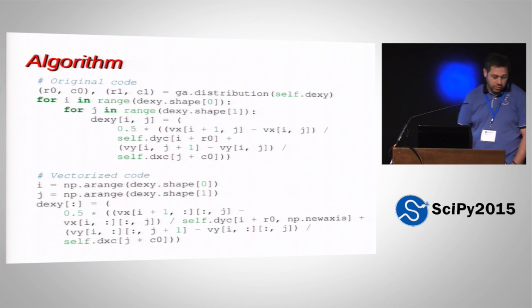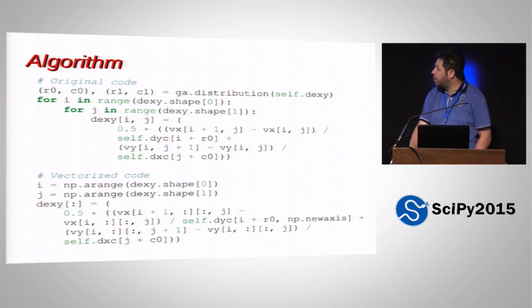We tried to speed up the code as much as possible. Every calculation has been done locally with NumPy, and in this case we have removed the double for loop, and we wrote a vectorized version of the same code. In this case, we had a speed up of 75 times.